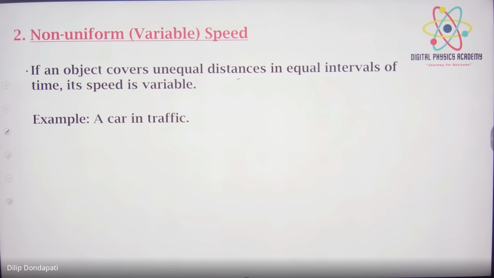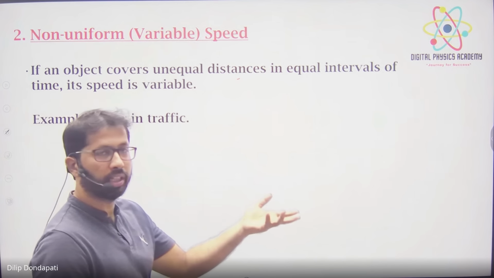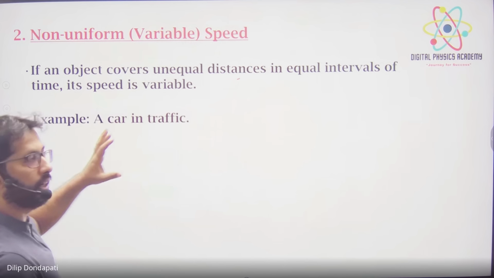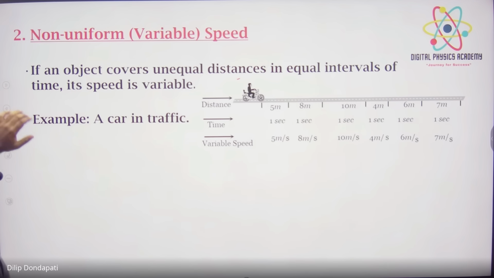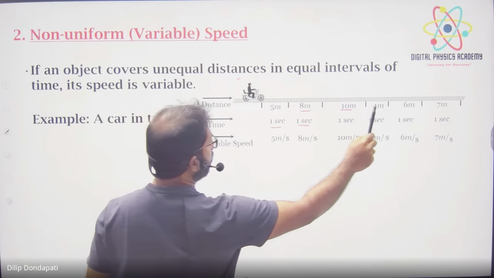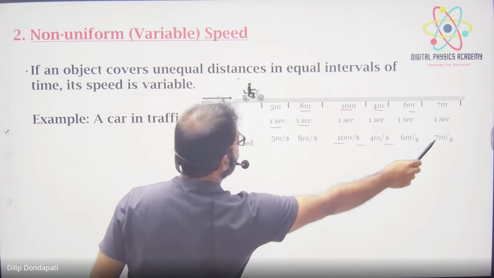A car in traffic: sometimes if traffic is less it will go fast, if traffic is more it will go slow. So that variable speed is called non-uniform speed. Because every second the distance covered is different, that's why the speed is changing.